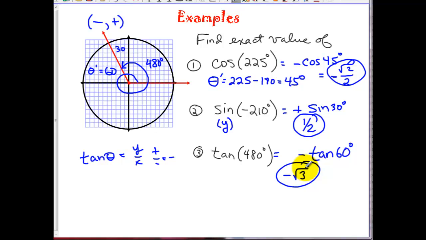So here in this tutorial, we've defined what a reference angle is and how to find them, and we've shown some examples of finding exact values of trig functions using reference angles. In another tutorial on solving trig equations, we will be using reference angles again.